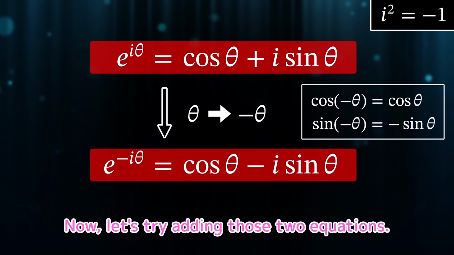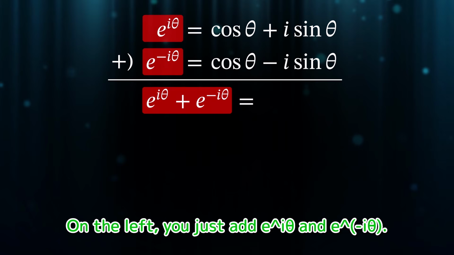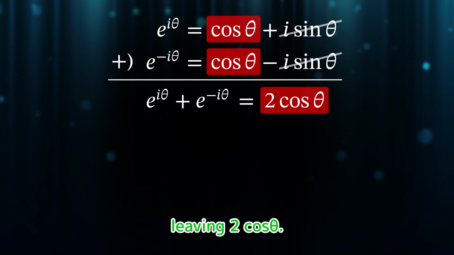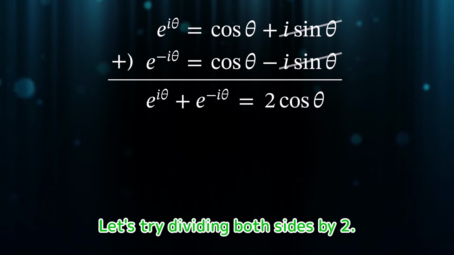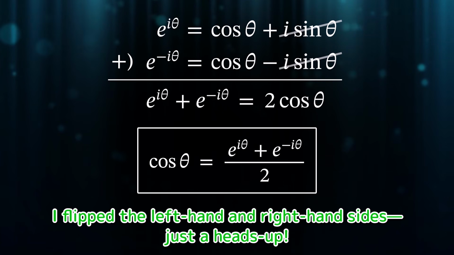Now let's try adding those two equations. So that would look like this. On the left, you just add e to the I theta and e to the minus I theta. On the right, the I sine of theta terms cancel out, leaving 2 cosine of theta. So now we have cosine of theta on the right. Let's try dividing both sides by 2. Then we get a formula for cosine of theta. I flipped the left hand and right hand sides, just a heads up.